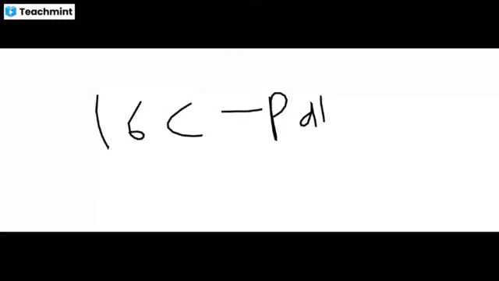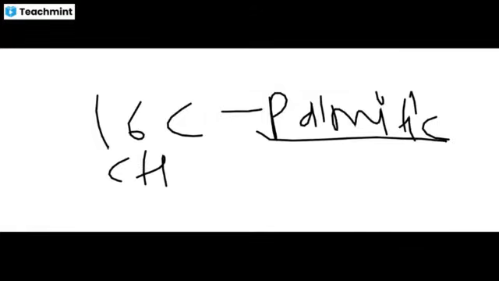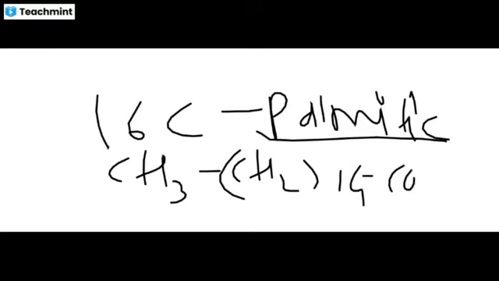We study the oxidation of fatty acid, or fatty acid metabolism. One part is catabolism, where fatty acid is oxidized, and one part is anabolism, where fatty acids are synthesized. For fatty acid oxidation, the example is the 16 carbon palmitic acid, having the formula CH3 (CH2)14 COOH.